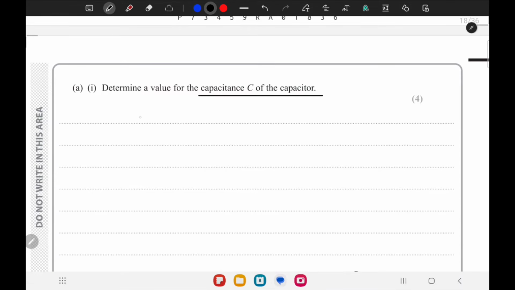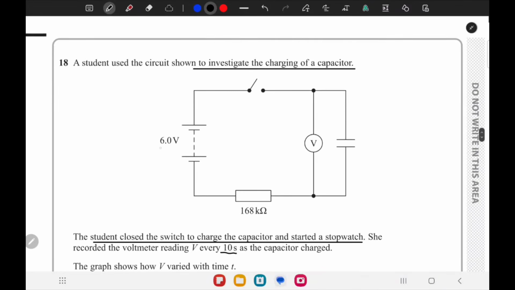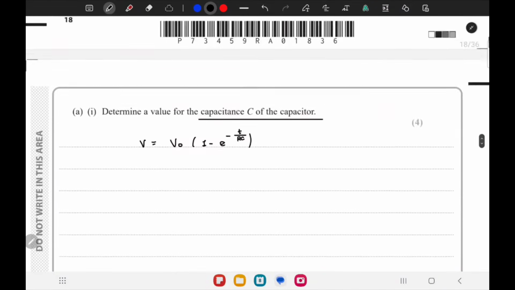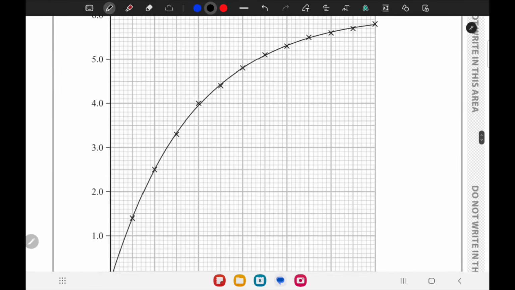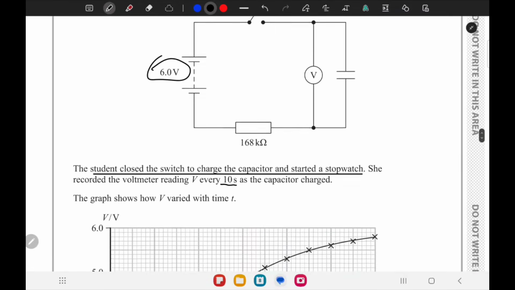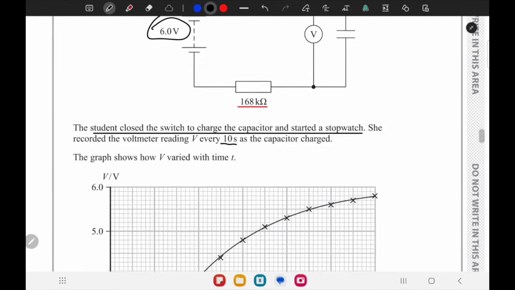Well, the equation for charging is V equals V naught times (1 minus e to the power minus t by RC). The value of V naught is 6. You can put it over here. We are given the resistance over here as well, which is 168 kilo ohm.